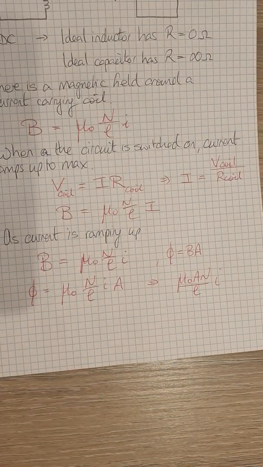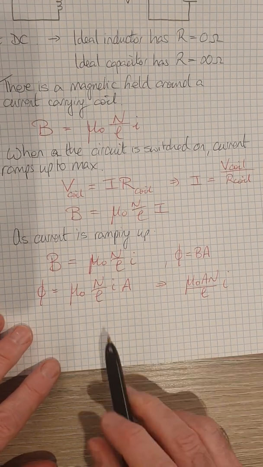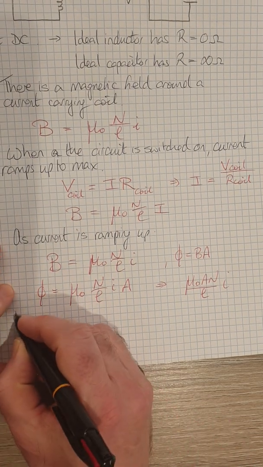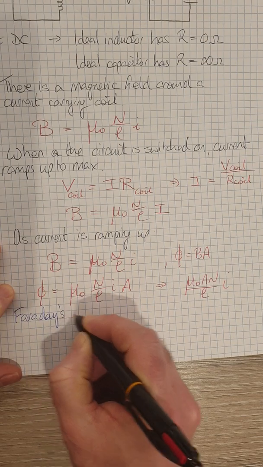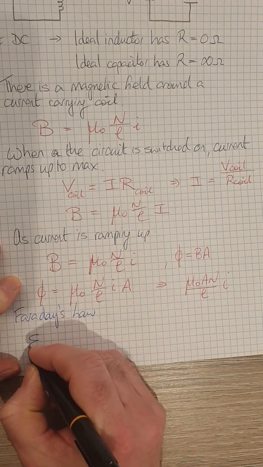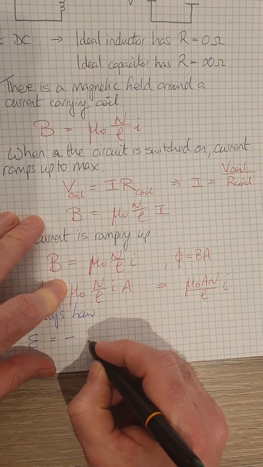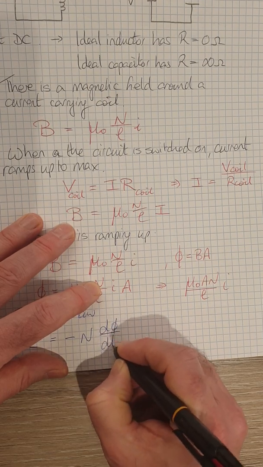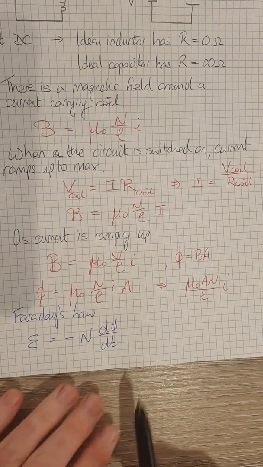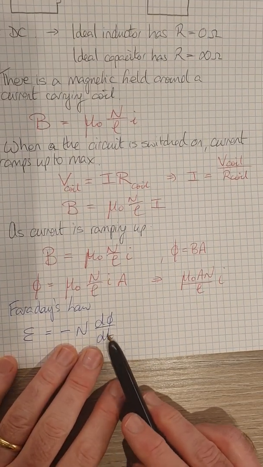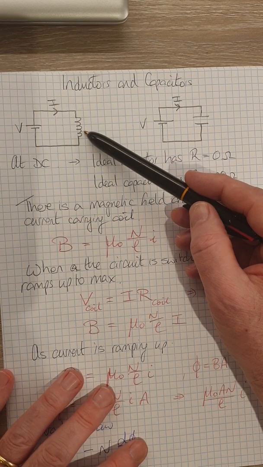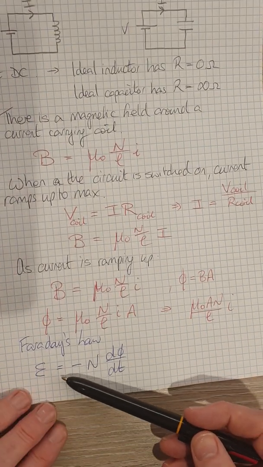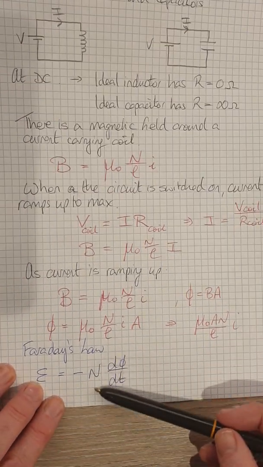Now how does that relate to the potential difference across the coil? Well, we know from Faraday's law that the EMF induced in a wire by a change in magnetic field is given by, with a minus from Lenz's law, N times the rate of change of flux. What do I mean by this? Current flowing through the wire generates a magnetic field. The generation of that magnetic field in turn induces an EMF in the wire while the magnetic field is changing.